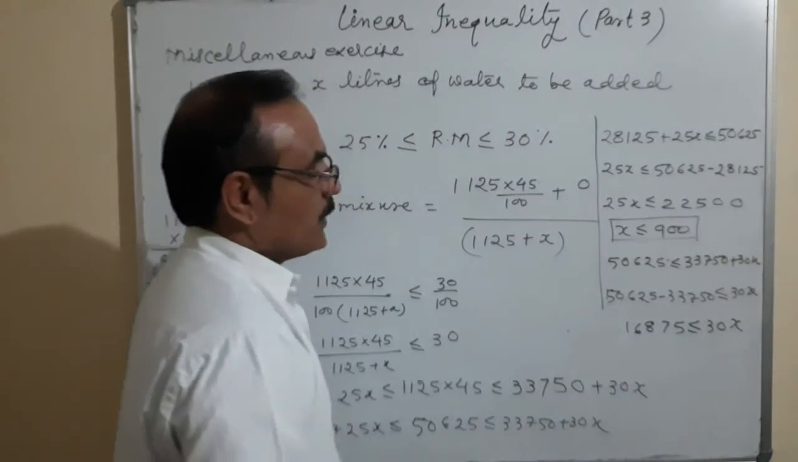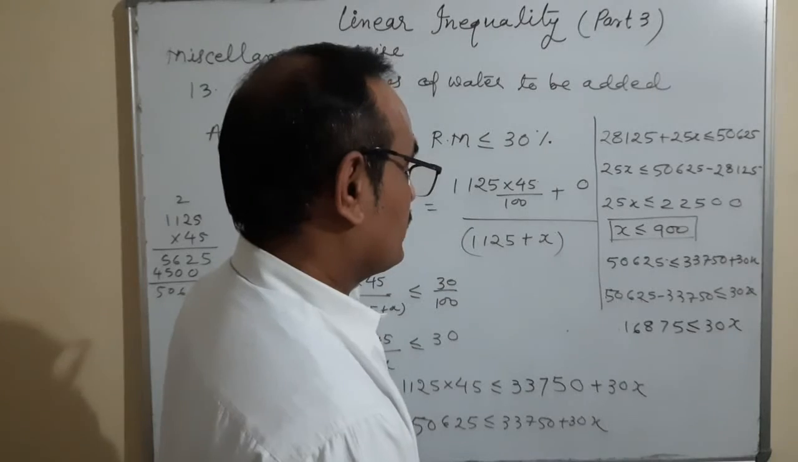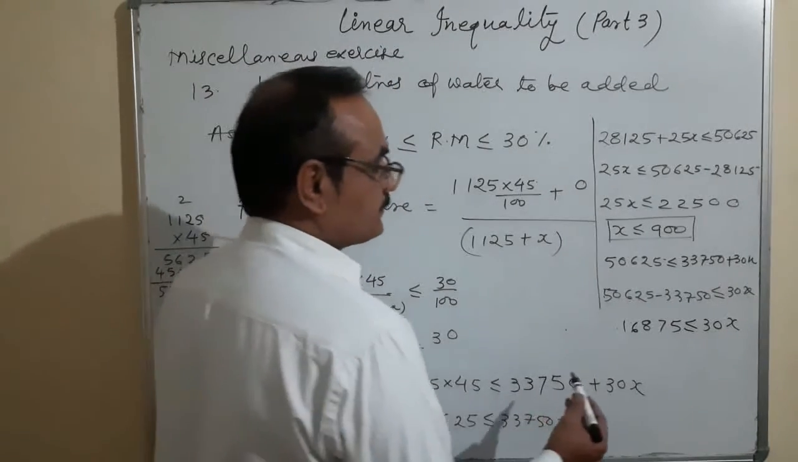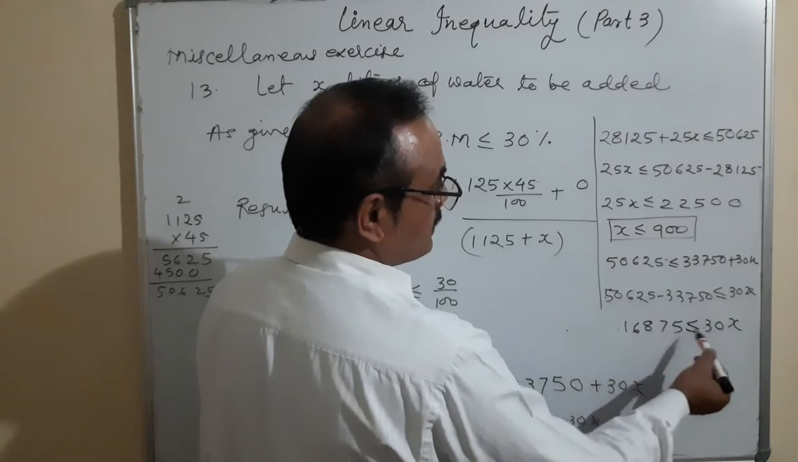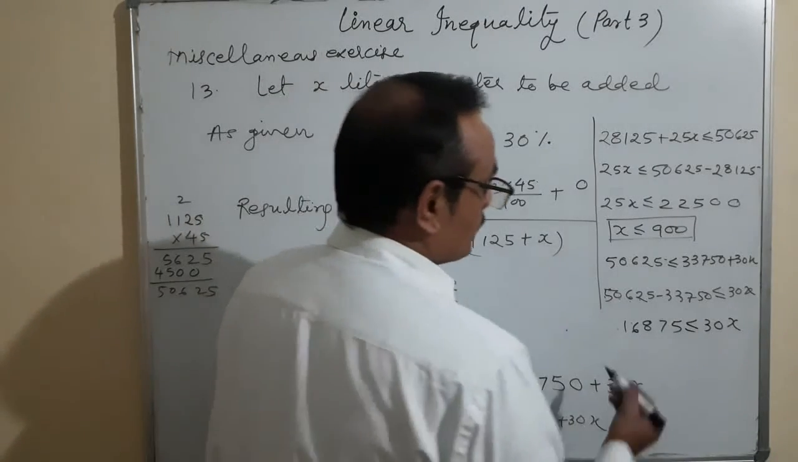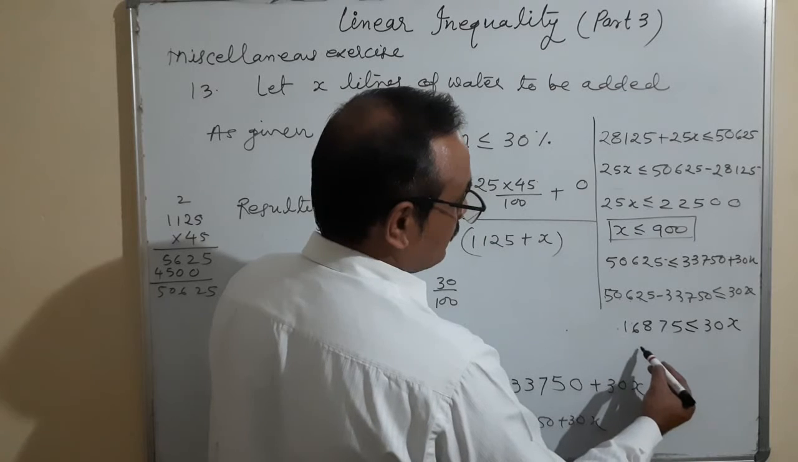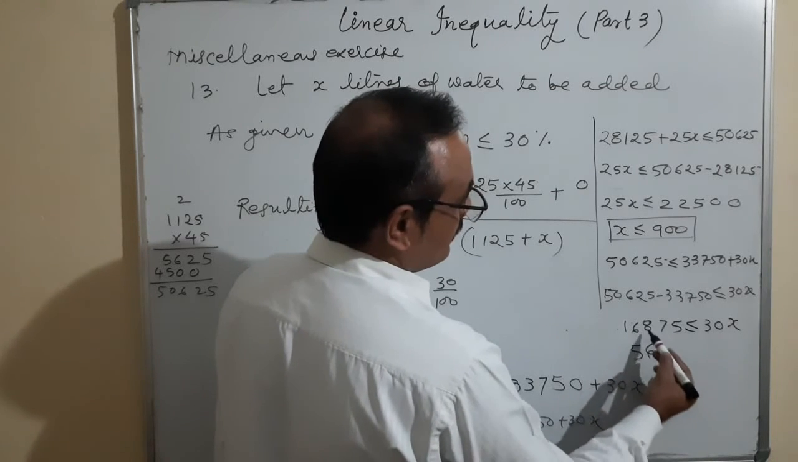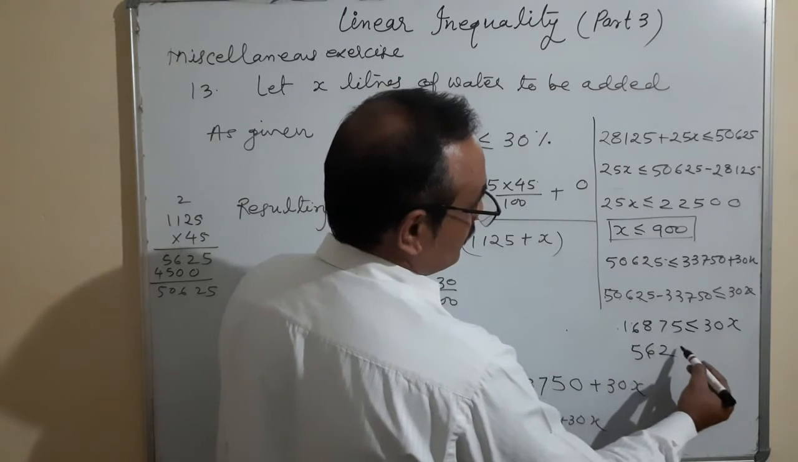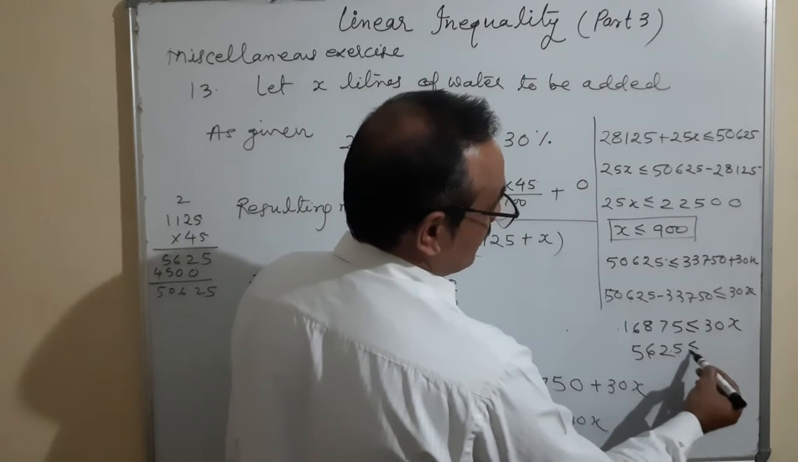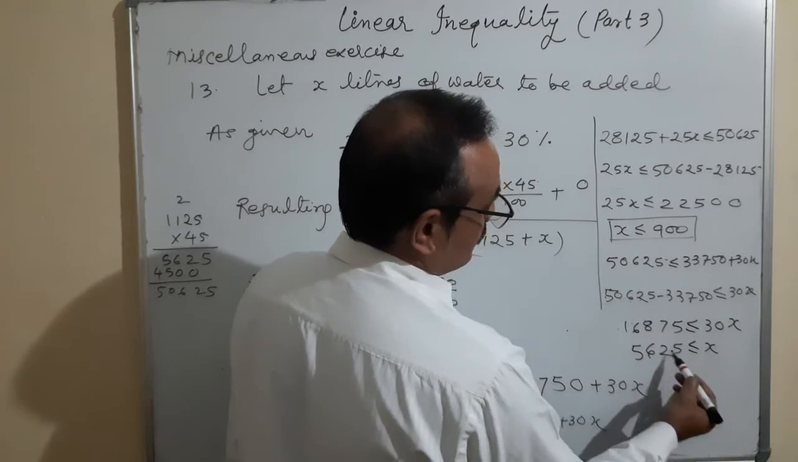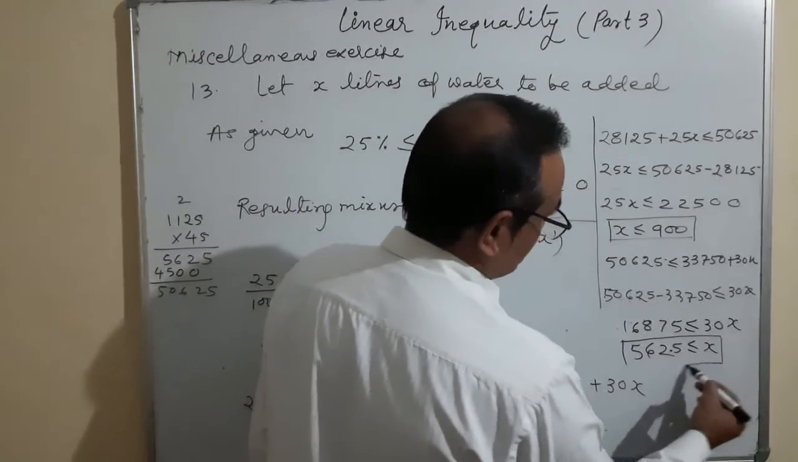Okay, so when we divide it by 30, then what is the answer? It will be divisible by 30. So when we are dividing by 3, 3 5s are 15, 3 6s are 18, 3 2s are 6, 3 5s are 15, and one more 0 here, is less or equal to x. Is it okay?